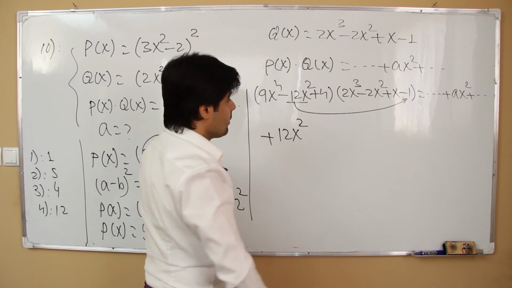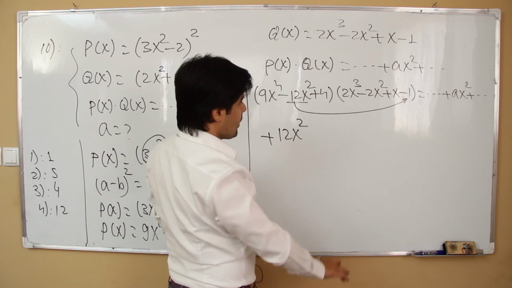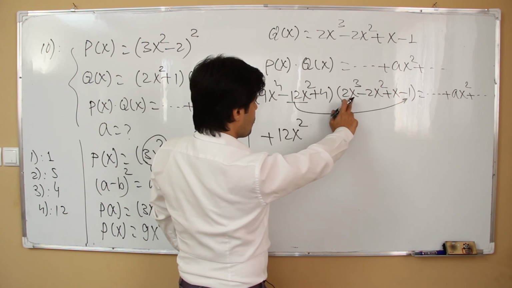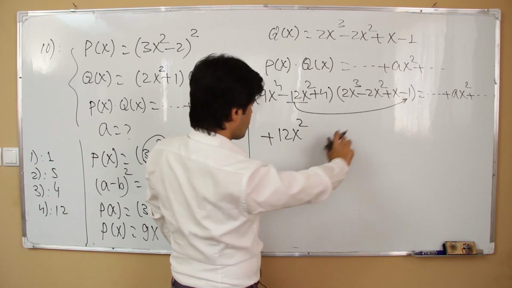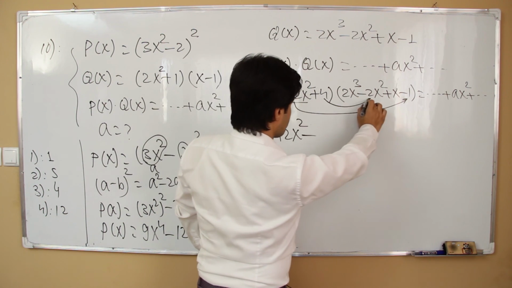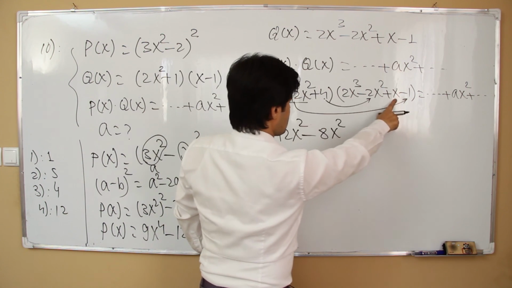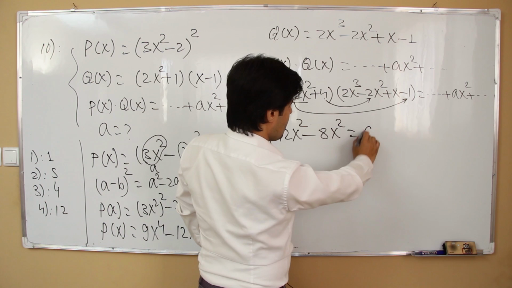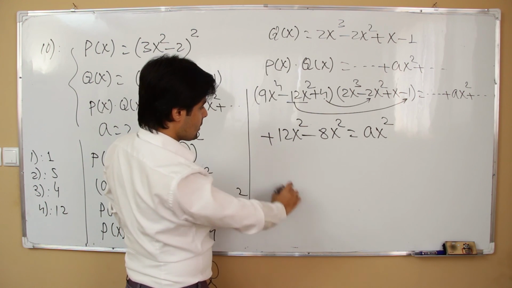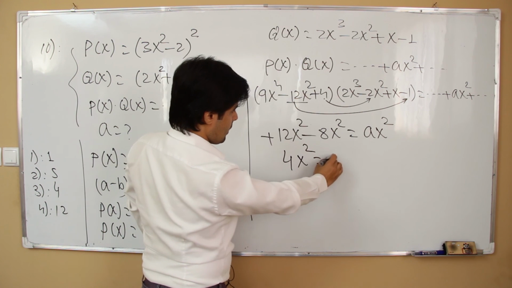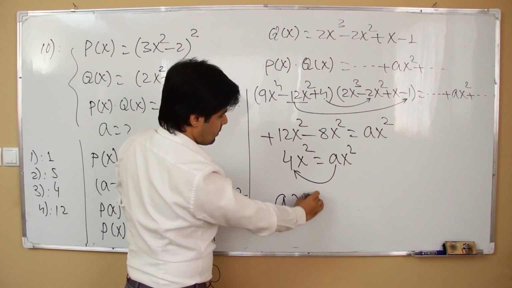Am I right? Now check whether we can find any other x² in the multiplication. 4 with this one does not give. With this one, with this one yes. Plus with this one, minus 4 times 2, it's 8x². With this one does not give, with this one does not give, and equal to ax². You can add this one. It is 4x². It is ax². Then a is what? a is 4.